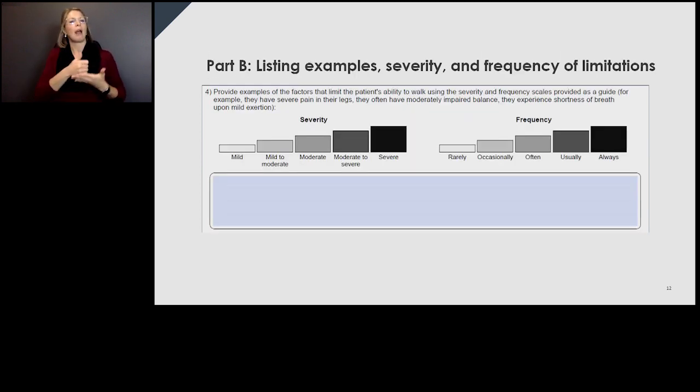For question 4, you have to provide examples of the factors that limit your patient. To do this, use the scales of severity and frequency on the form. In this case, the patient has severe pain all of the time, even when he walks with his cane. The more specific the information you provide, the better we can assess the patient's eligibility for the DTC.